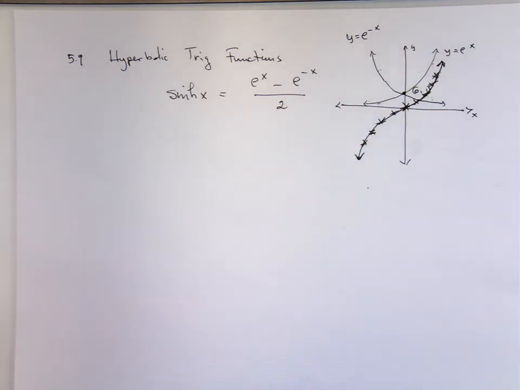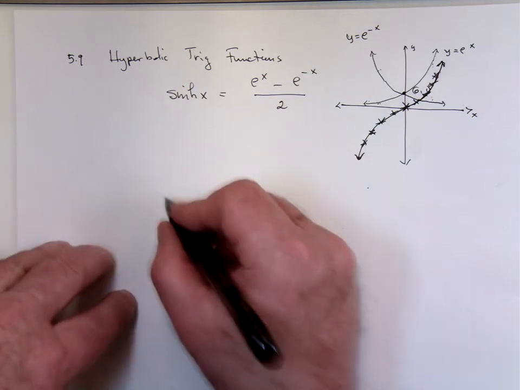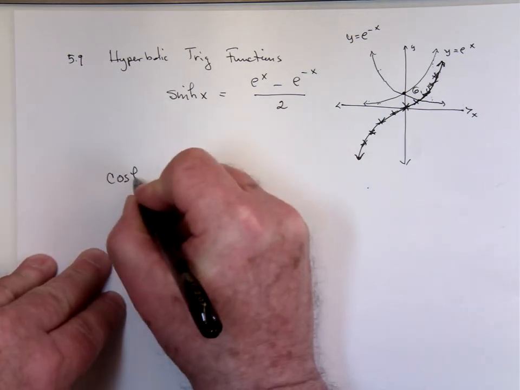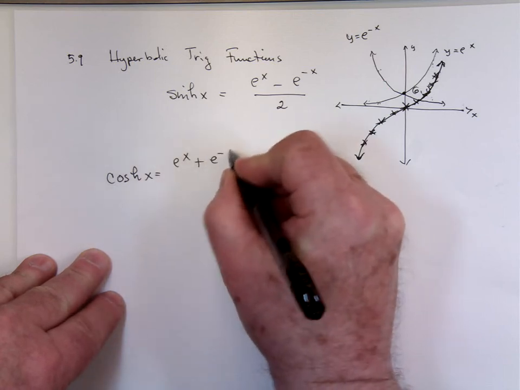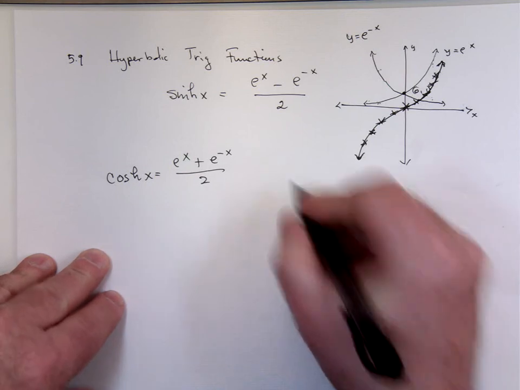Okay. The other one is cosh, hyperbolic cosine, e to the x plus e to the opposite of x, over 2. This one is more important as far as applications go. Actually, there are many applications of cosh.